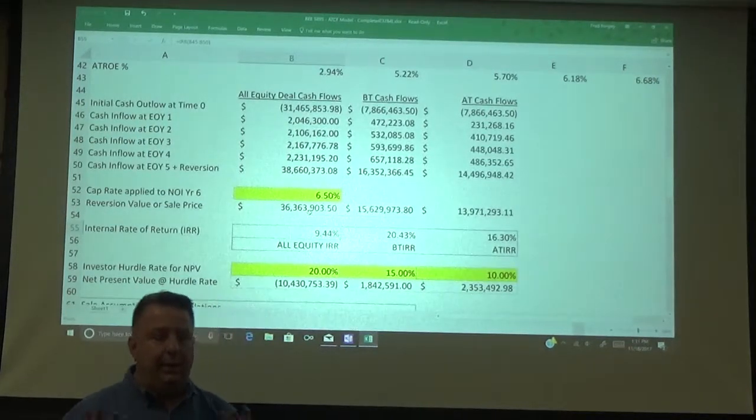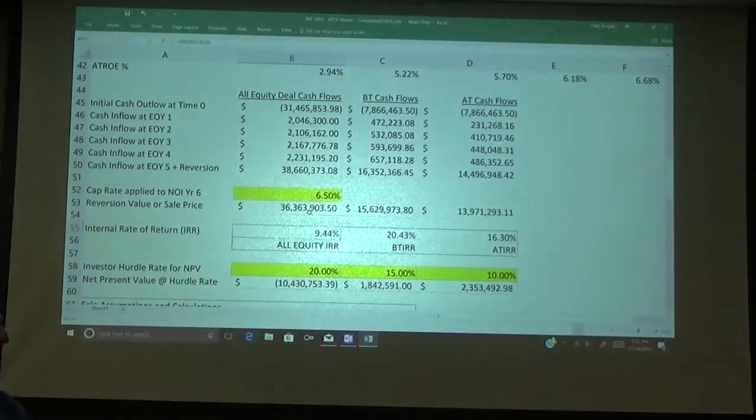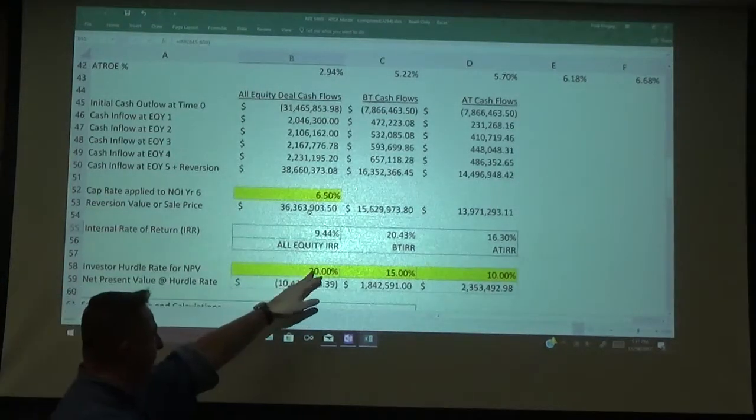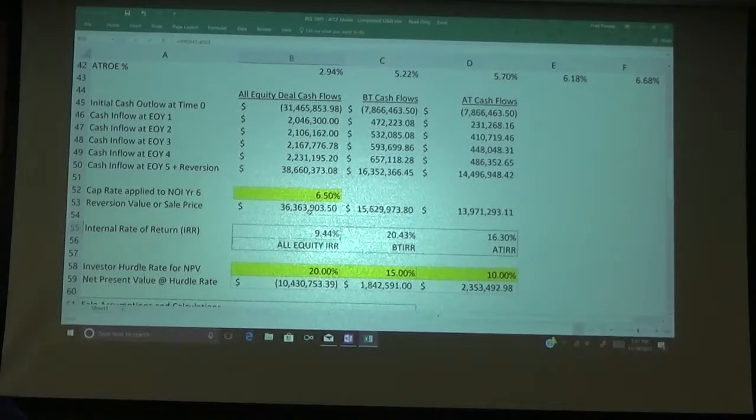My equity demands maybe a 20% rate of return, all right? So in this case, my hurdle rate is not met, therefore we get a negative net present value. It doesn't make sense for me to do this investment, okay?